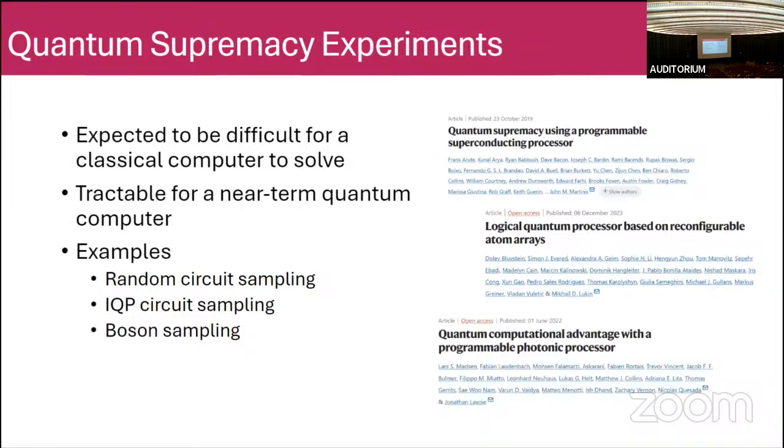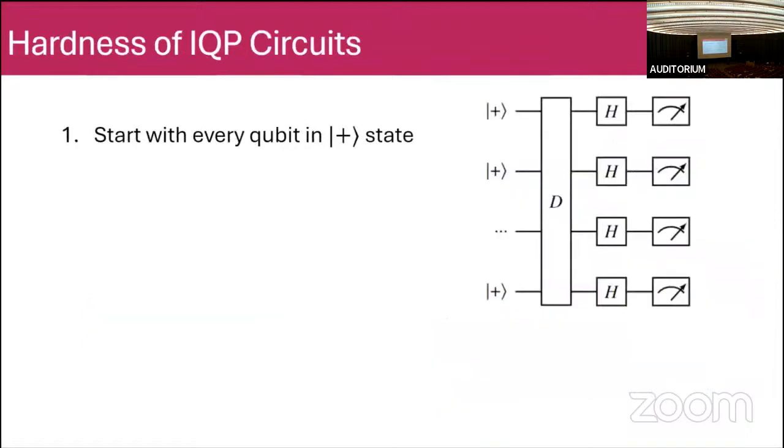Another hope with these experiments is that they're also efficiently verifiable as well. But I won't be talking too much about that part. What I'm going to be focusing on in this talk are the first two bullet points. Are these tasks difficult for a classical computer to solve? And are they tractable on a near-term quantum computer? If you haven't guessed, I'm going to be focusing on IQP circuits.